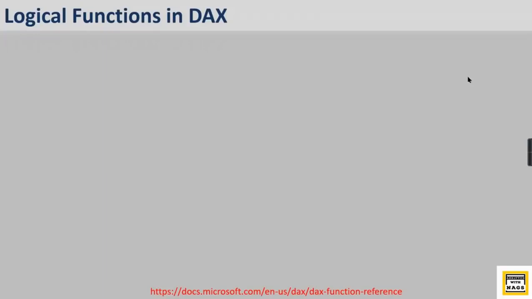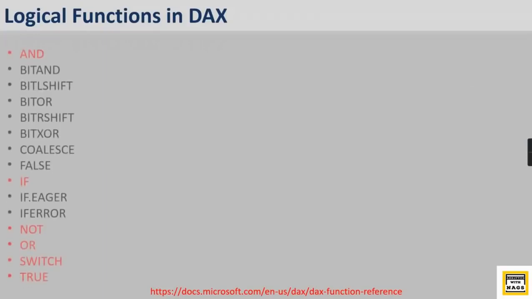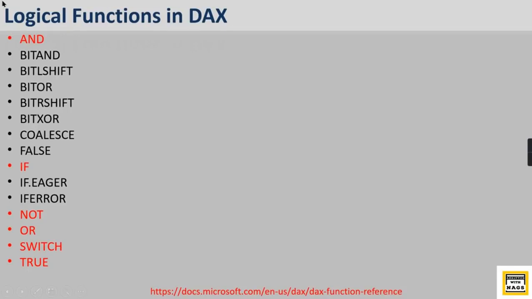It is time for us to check some of the logical functions. The list of functions is available here. As you can see, those highlighted in red are most commonly used, like AND, OR, NOT, IF, SWITCH and TRUE, as well as FALSE, and COALESCE functions are also used very often. With some examples, let us try to understand when to use these logical functions.